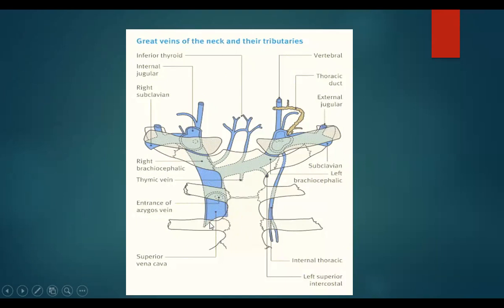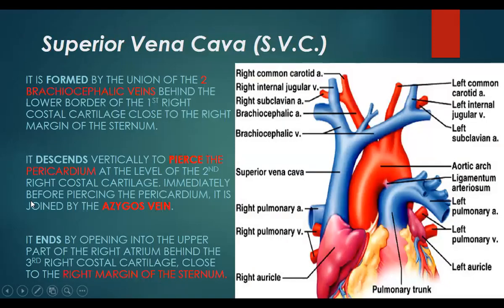Then it descends downwards and ends at the third costal cartilage. So it begins at the first costal cartilage, pierces the pericardium at the second costal cartilage, and ends at the third right costal cartilage. It ends by opening into the upper part of the right atrium. So all major veins will be opening into the right atrium, because the right atrium is the receiving chamber of the heart where all the venous blood will come.